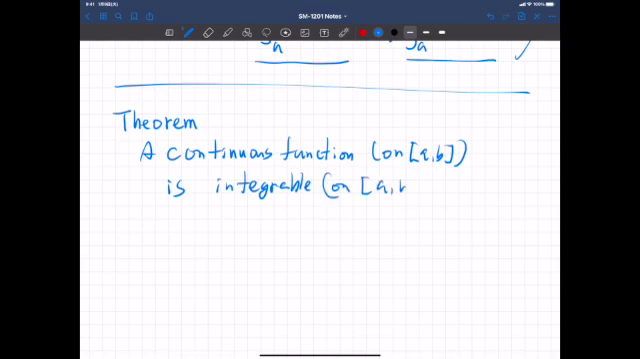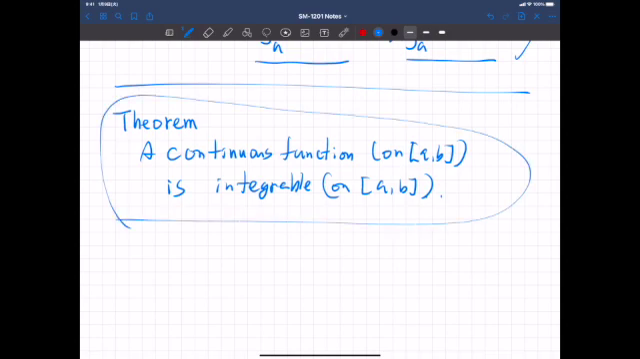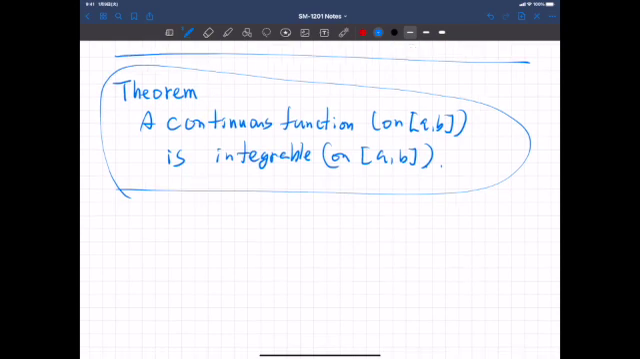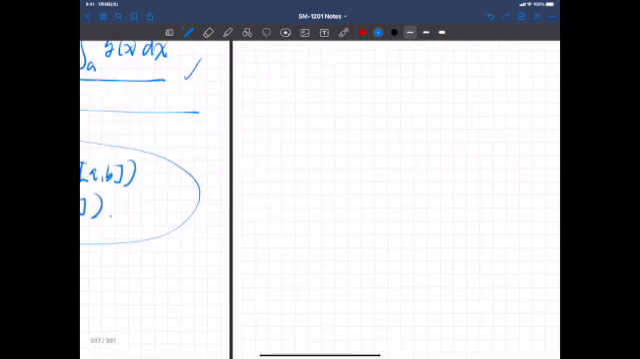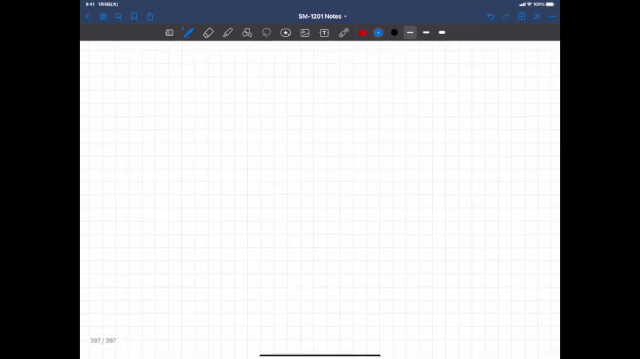On the same interval. So if you know a function is continuous, then we don't have to worry about its integrability. It is integrable. We will give the proof for this theorem later and move on to the next theorem, which is known as the fundamental theorem of calculus.